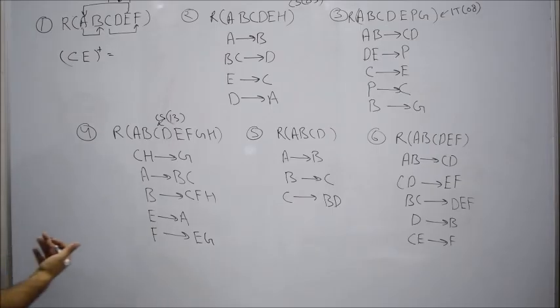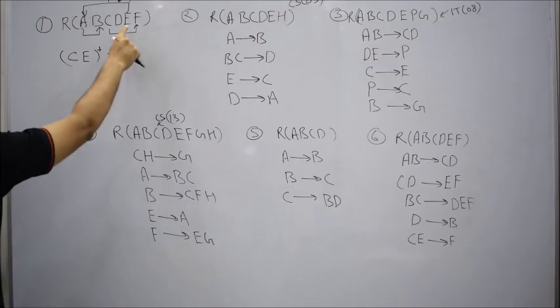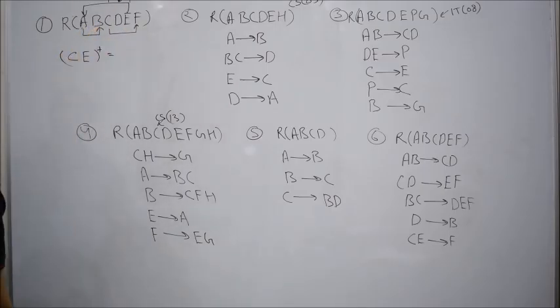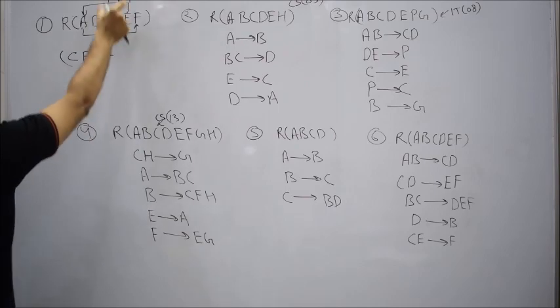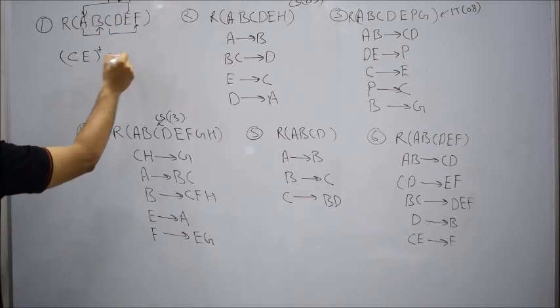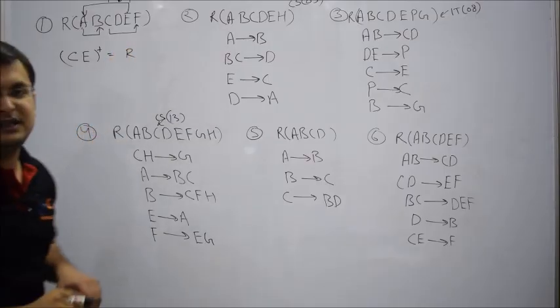You see, from C we can find F, and from E only we can find A. From A we can find B, and then from C and E we can find D. Okay, so it was a very easy question. You see, from CE only we can find the entire relation. It means CE is a candidate key.